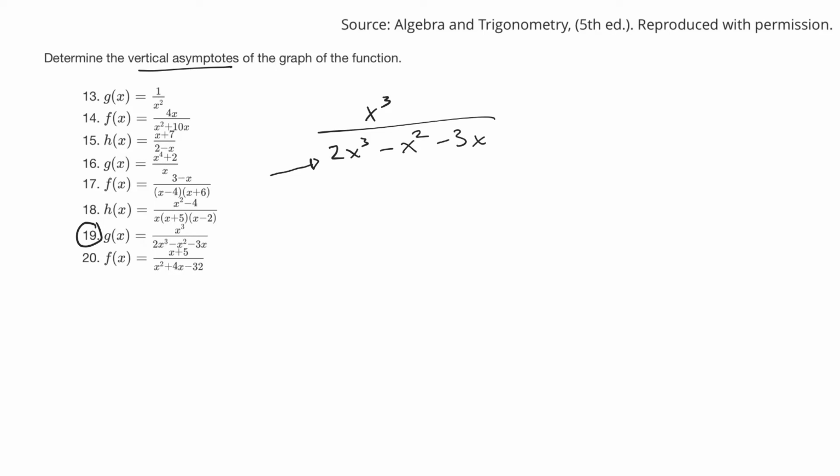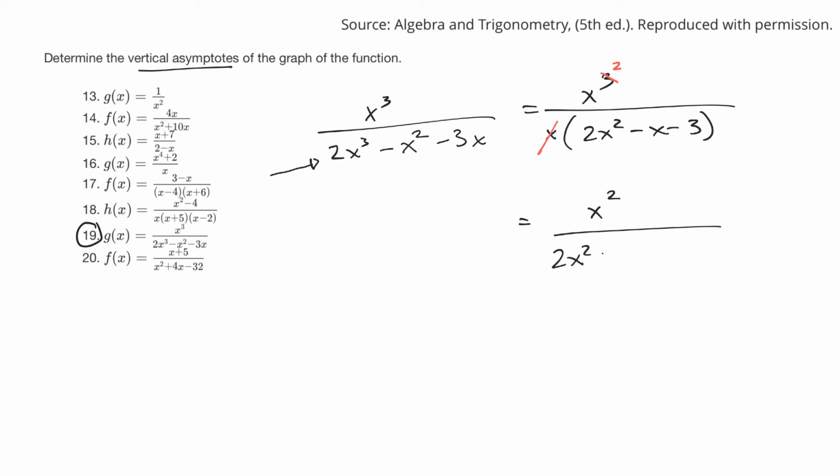So the top number doesn't really matter unless you can cancel something out. And I think in this case you can. So I've got x cubed over, let's factor the bottom. I can take a common x out, so it's 2x squared minus x minus 3. And then I can cancel out this x with one of those x's there. So what I'll have is x squared over 2x squared minus x minus 3.